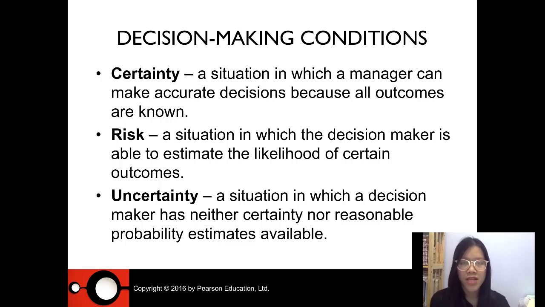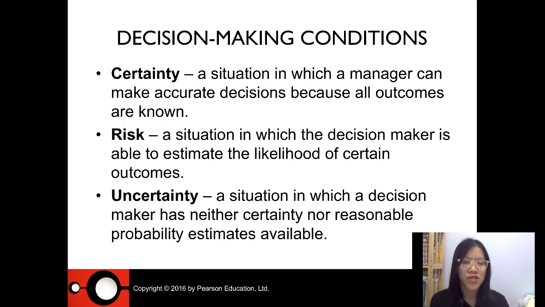A far more common situation is one of risk, a situation in which the decision maker is able to estimate the likelihood of certain outcomes. Under risk, managers have historical data from past personal experience or secondary information that let them assign probabilities to different alternatives.